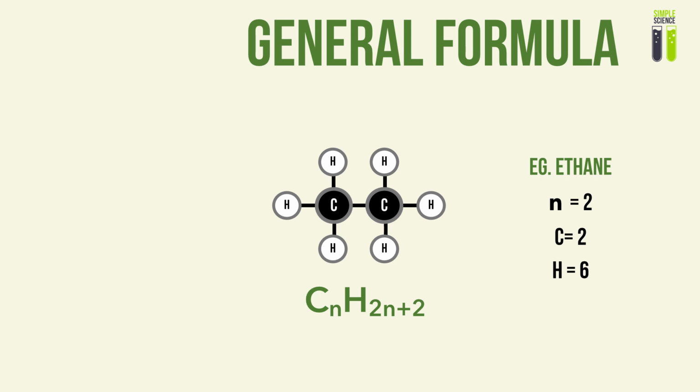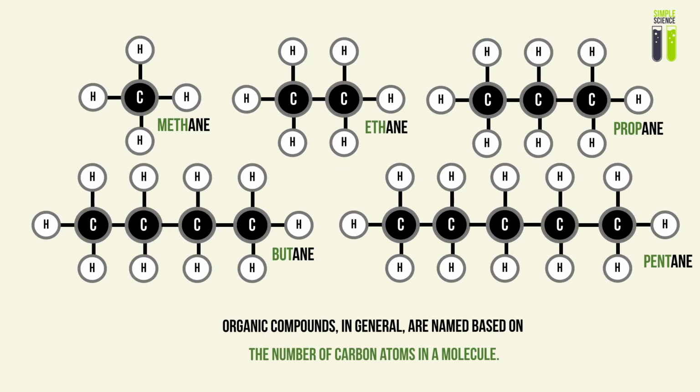So let's look at how we are going to be naming alkanes and, conveniently, how we're going to be naming organic compounds in general. You can see here I have 5 different types of alkanes. How do you know that they're alkanes? It's because they're hydrocarbons. And notice that the names of the alkanes end with the same 3 letters, ane. That's characteristic of all alkanes.